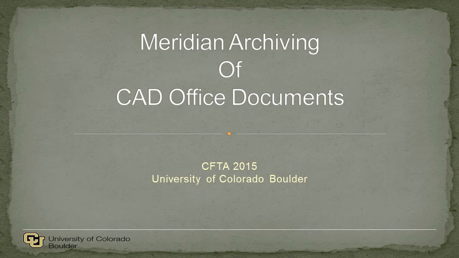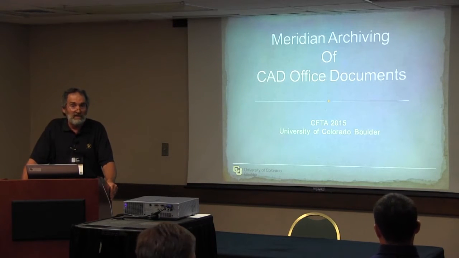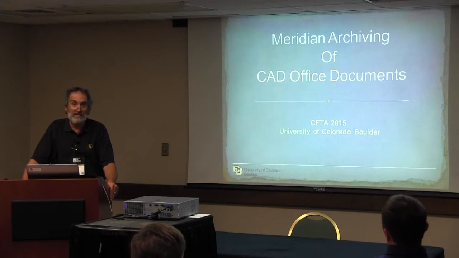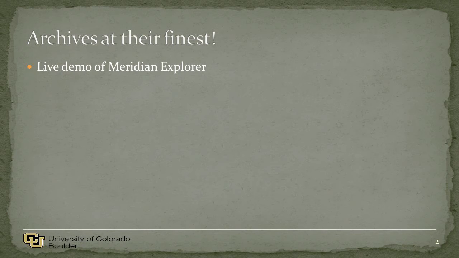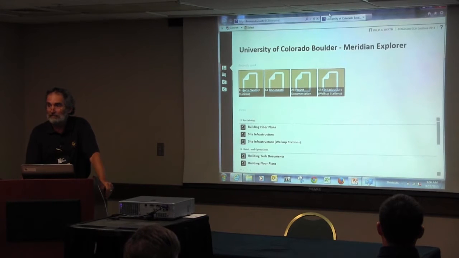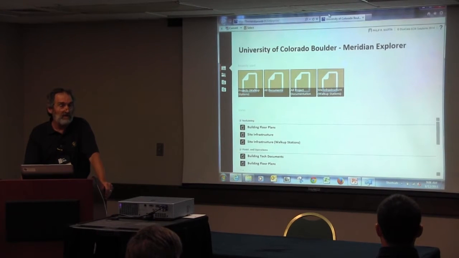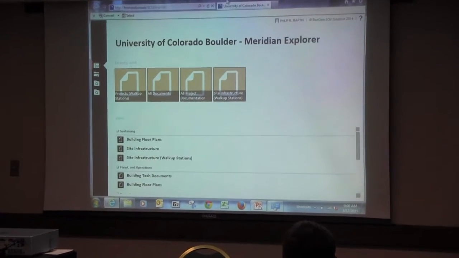What we're going to do is talk about using a product called Meridian, which is a document management system, to archive our historic drawings, specifications, and O&M manuals. First thing I'd like to do is give a little live demo of our Meridian Explorer package. It's a web-based viewer. Can't edit, can't do anything like that. That's for the full client.